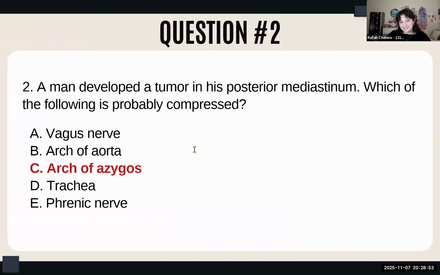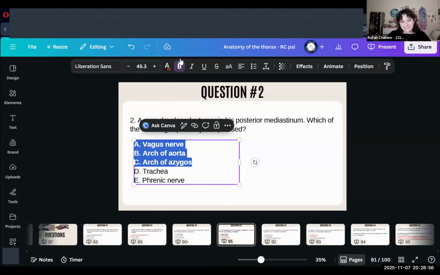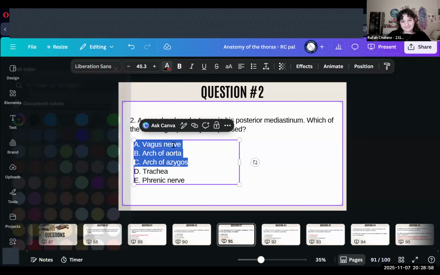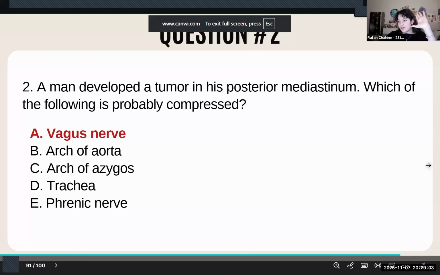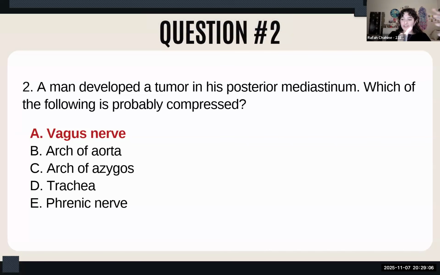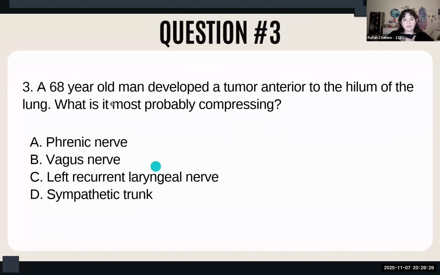Okay, so here's what I'm gonna do. Let's just keep it as it is. According to your past paper, the answer here is A. Me personally, I do not agree, but that's up to you guys to decide. A man develops a tumor in his posterior mediastinum. Which of the following is probably compressed? The vagus nerve. I apologize for answering the arch of the azygos. You guys are very correct and very observant. The arch of the azygos is in the middle. The azygos itself is in the posterior mediastinum. My deep apologies.